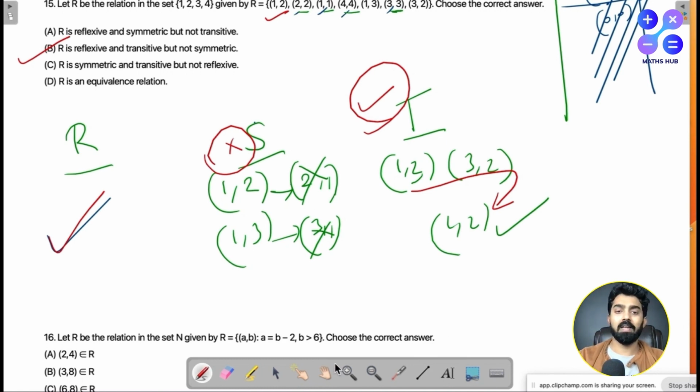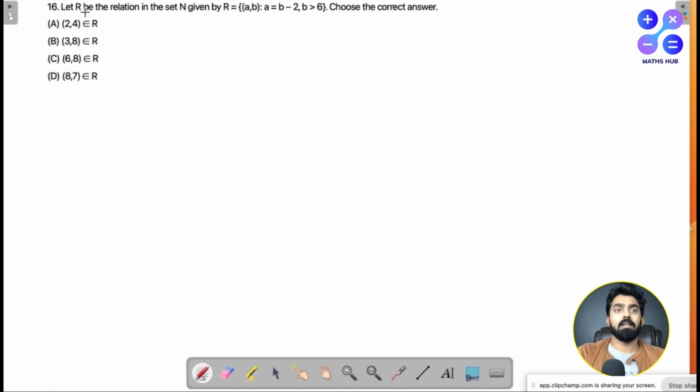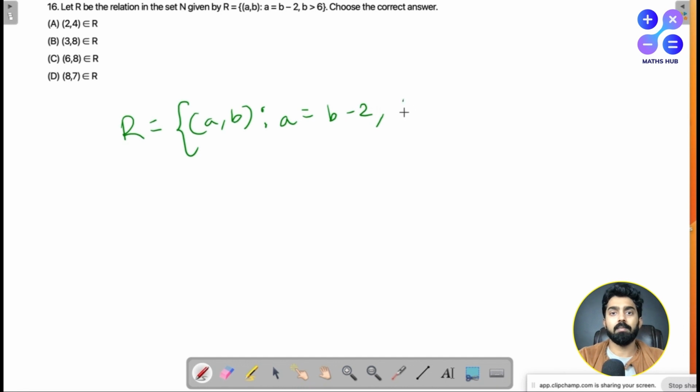Great. Let's go to the last question of this exercise. Let the relation R in the set N be given by R = {(a, b) such that a = b - 2 and b is greater than 6}. Choose the correct answer. (2,4) belongs to relation R. (3,8) belongs to relation R. (6,8) belongs to relation R. (8,7) belongs to relation R.